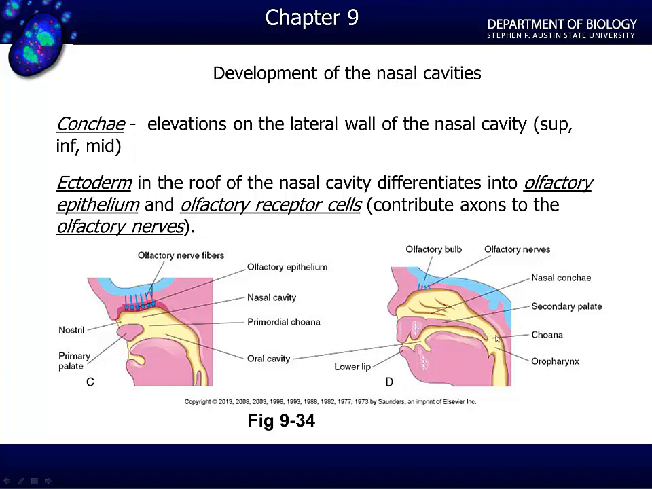Now we have our definitive choana, and the choana is going to essentially be the pharynx, that junction between the nasal cavity and our oral cavity. And so we have our pharynx proper. We have our nasopharynx, which some may refer to as the choana. And here we have our oropharynx. Here's a video showing this view of nasal cavity development.